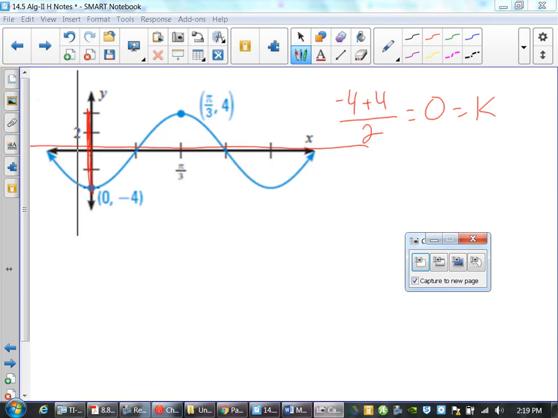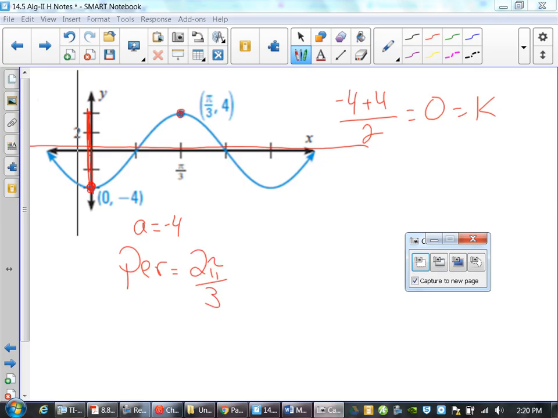We've already agreed that it's going to be cosine because it started at a minimum. But it started at a minimum, so my A value is going to be what? Negative. What's the A value? -4. So my A value is -4. What's the horizontal distance between 0 and pi over 3? Pi over 3. That's half of my period, so what's my period? My period is going to be 2 pi over 3.